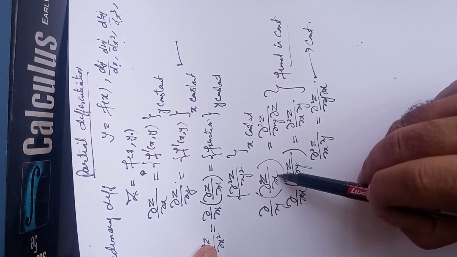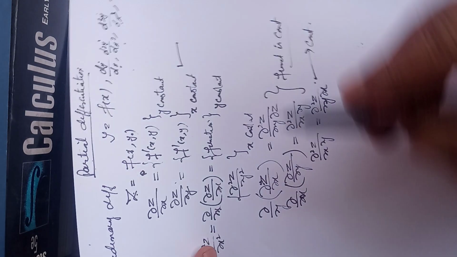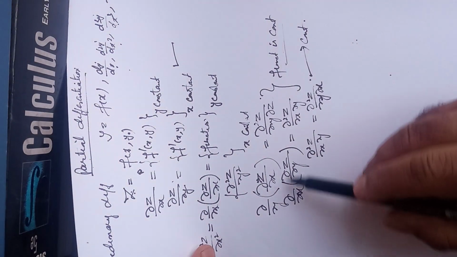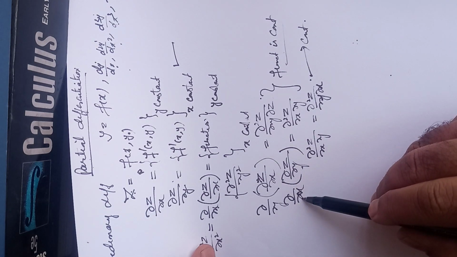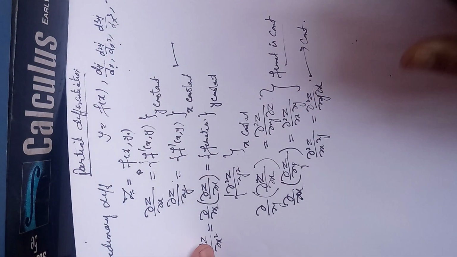Now, this is del z by del x. I am differentiating with respect to y. I have to treat x constant. This is del z by del y. I am differentiating with respect to x. I have to treat y constant. This is how we proceed.